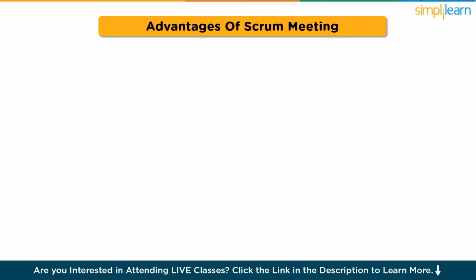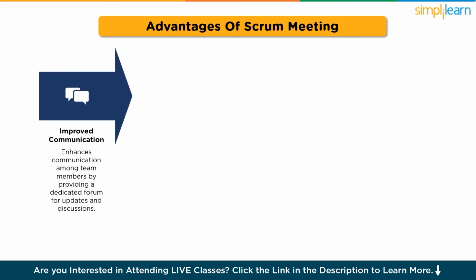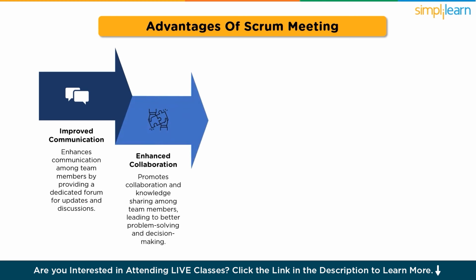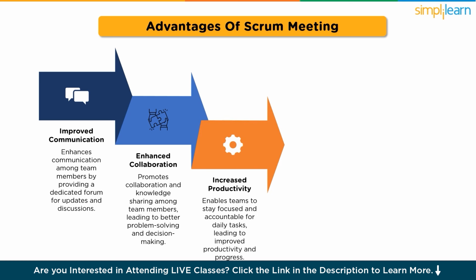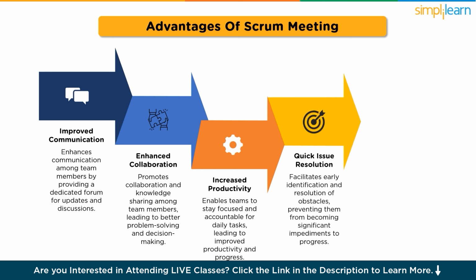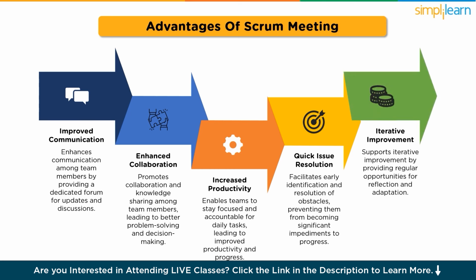Moving forward, let's dive into advantages of Scrum meeting. Improved communication. Enhances communication among team members by providing a dedicated forum for updates and discussions. Enhanced collaboration. Promotes collaboration and knowledge sharing among team members, leading to better problem solving and decision making. Increased productivity. Enables teams to stay focused and accountable for daily tasks, leading to improved productivity and progress. Quick issue resolution. Facilitates early identification and resolution of obstacles, preventing them from becoming significant impediments to progress. Iterative improvement. Supports iterative improvement by providing regular opportunities for reflection and adaptation.